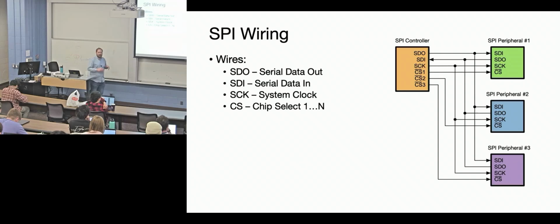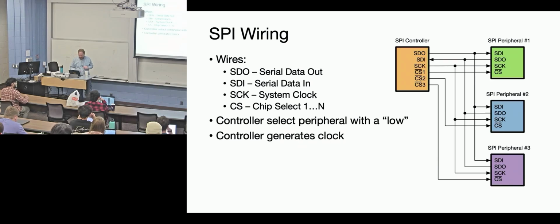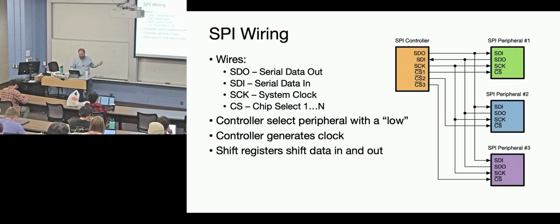So in some ways it's not necessarily just a 4-wire interface, because it's n number of chip selects, 1 chip select for every device you have on there, plus ground. So typically controllers select a peripheral with a low. It generates the clock. It shifts data out. So you're going to use this data shift register idea again. You're going to put data in parallel, and you're going to shift data out to the receiver, whatever that object is. Any questions so far?